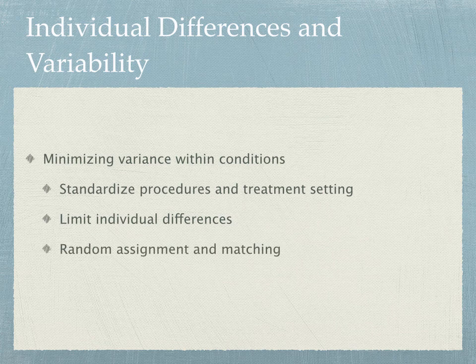Again, random assignment and matching are going to be really important. And which one you're doing depends on the kind of research question that you're asking. But it's allowing us to really minimize this variance within our conditions, because everybody had an equal shot of being in the two conditions, or we've paired you off because of some particular matching trait. And again, this allows us to equalize those individual differences between those two populations, so that hopefully any differences that we see are really just due to the effect of our manipulation of the independent variable.